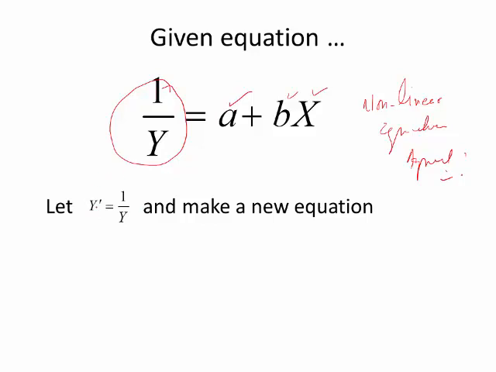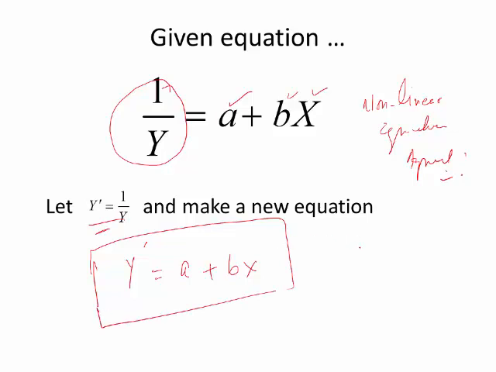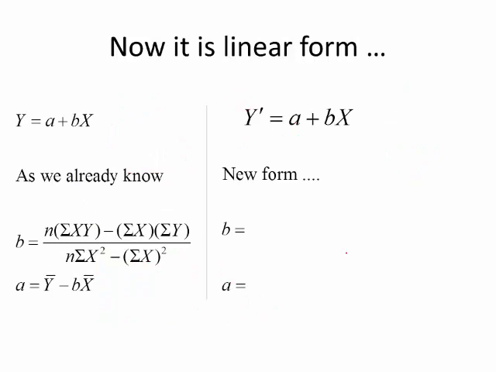For this we suppose it as y dash. So very simple, let 1 over y is equal to y dash. So what will be the new equation? 1 over y becomes y dash, and this becomes as it is, a plus bx. So if you look at this equation, this is now in a linear form and we can solve it easily.